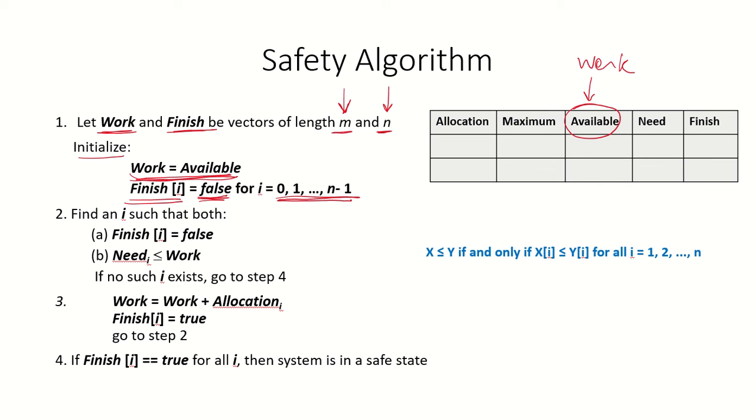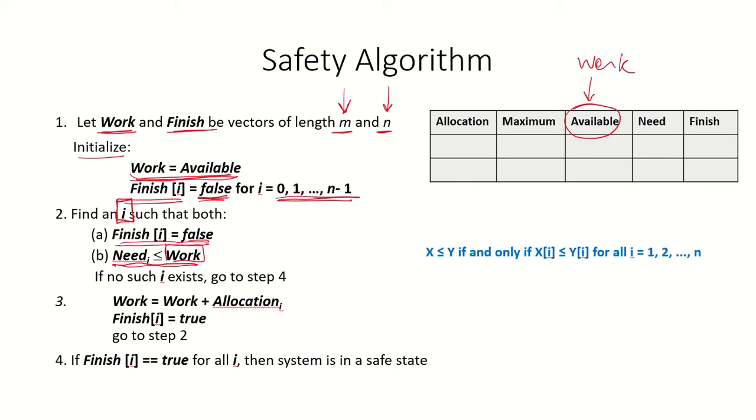If finish[i] is equal to true, that means the process has completed its execution and does not require any more resources. So what we have to do is find an i, the value of i, such that finish[i] is equal to false. That means we have to find a process which has still not yet completed and its need is less than the work.